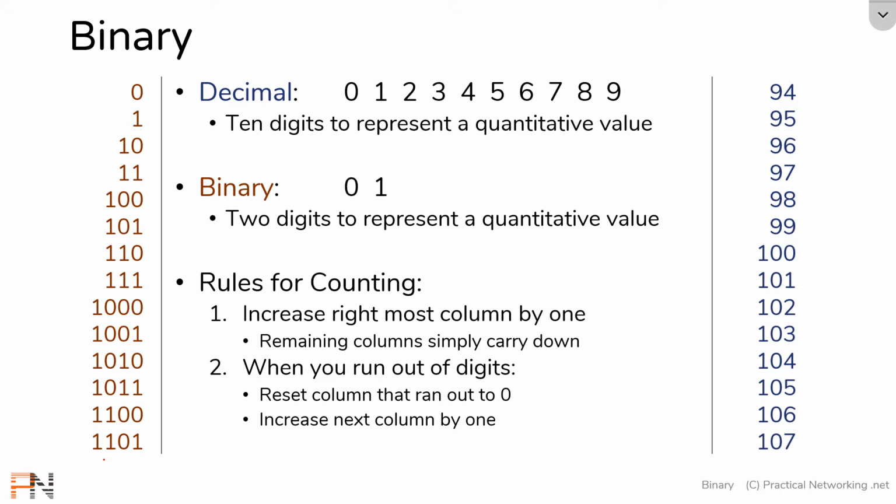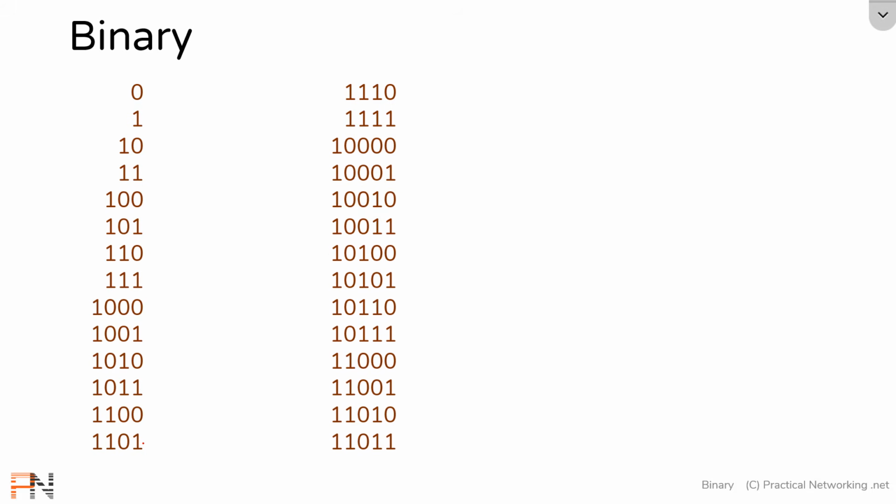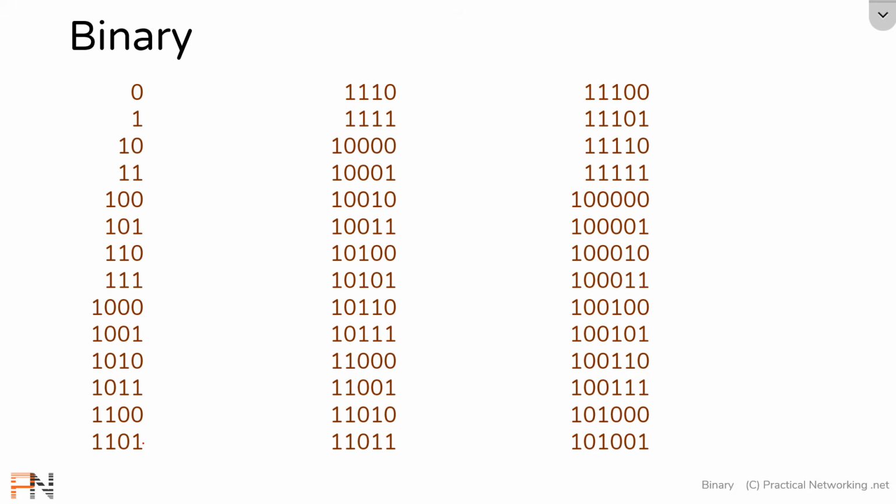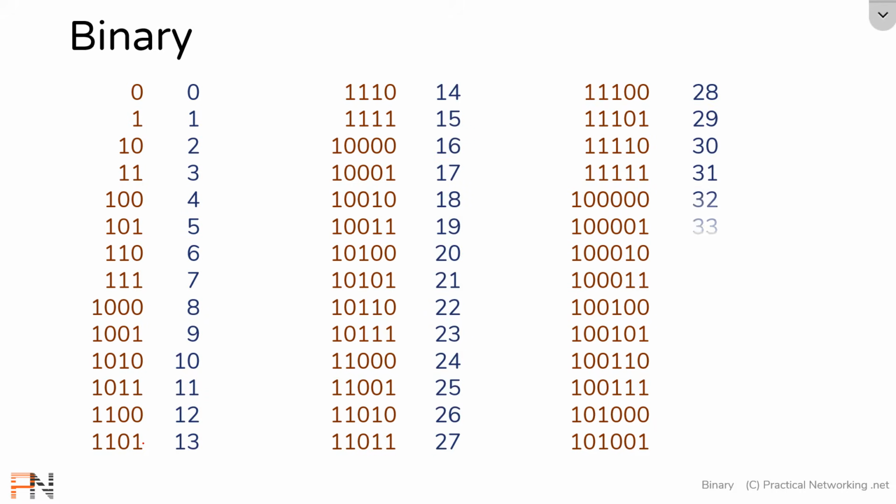Now, if we continued this process from here, we would end up with something that looks like this, and then something that looks like this. If we overlay on top of this the decimal counterparts starting from 0, this gives us a correlation between the binary numbers and the decimal numbers. We know that binary 10 correlates to decimal 2, and binary 10100 correlates to decimal 20, and binary 100101 correlates to decimal 37.